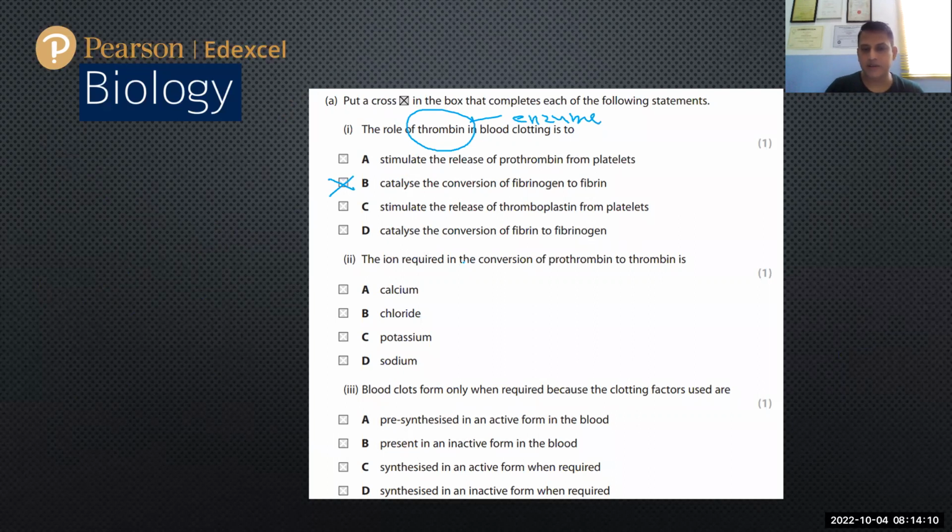And we have seen directly the ion required in the process. Thromboplastin needs calcium. Thromboplastin is important to convert prothrombin into thrombin, and calcium is the cofactor. This ion is required for the activation of thromboplastin. Thromboplastin converts prothrombin to thrombin. Blood clots form only when required because the clotting factors used are pre-synthesized. All the clotting factors are present in the blood, but they are in the inactive form.